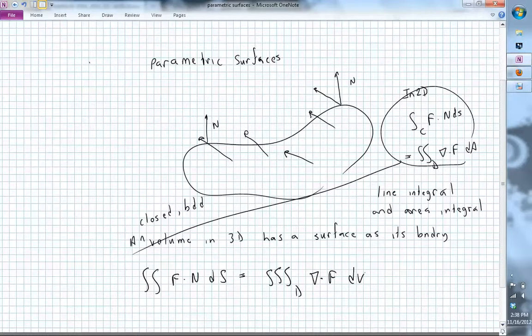I'd like to take a surface integral and turn it into a volume integral, or vice versa. Take a volume integral and turn it into a surface integral. This is called the divergence theorem. This is where we're headed.